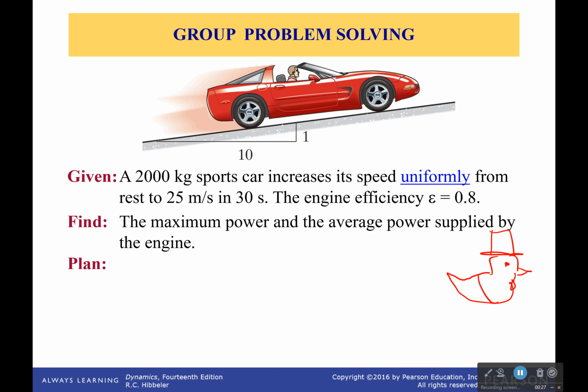So, what do we have here? Well, you have a sports car. It's going up a hill, and it's increasing its speed uniformly from rest to 25 meters per second in 30 seconds. That uniformly word, for some reason I've both changed its color and underlined it. The engine's efficiency is going to be 0.8. What do we want to find? We want to find the maximum power and the average power supplied by the engine. Max power and average power supplied by the engine. Are they the same thing? I don't know. We got to figure that out.